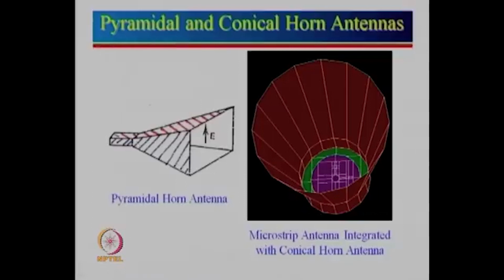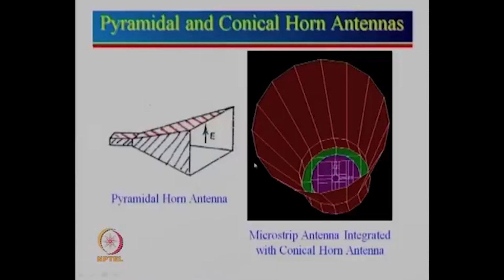But if it is flared in both directions, that means you can see that this width is expanded and this length is also expanded. So this is a pyramidal horn antenna because it just looks like a pyramid. Over here the E field is uniform in this vertical direction, and since this is a metal plate here, E will be 0 here, which corresponds to voltage equal to 0.